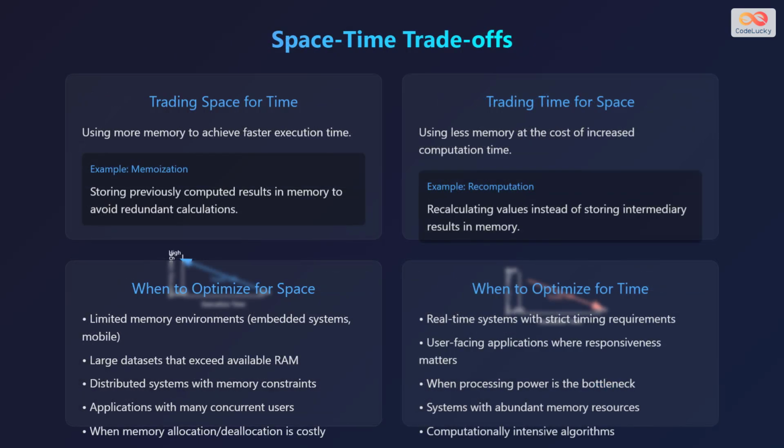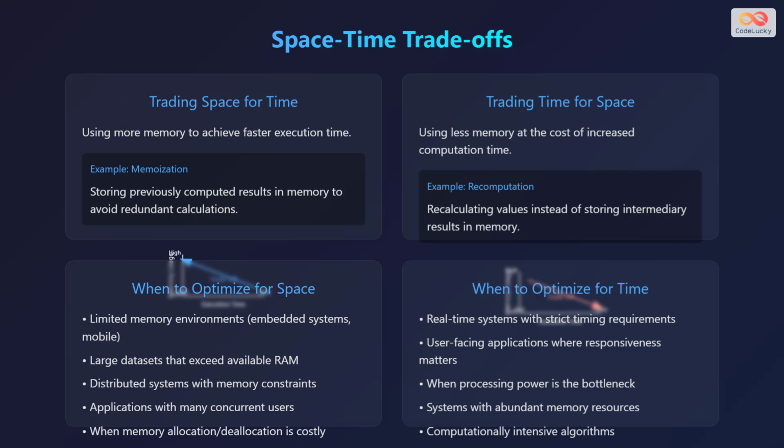Now let's examine space-time trade-offs in algorithm design. One common trade-off is trading space for time, where we use more memory to achieve faster execution time. For example, memoization is a technique where we store previously computed results in memory to avoid redundant calculations.